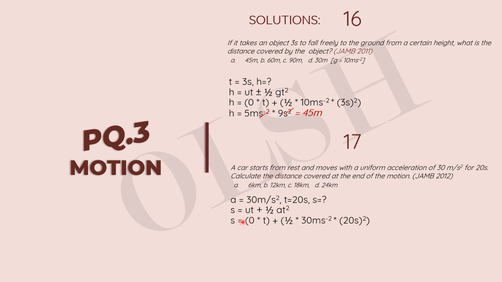So bringing variables into this, initial velocity 0 times t plus half acceleration 30 meters per second squared times time, which is 20 seconds. We square that. So we have 20 squared to be 400, and we have 400 times 30 to be 12,000. Okay, so we're dividing 12,000 by 2 here, so that would give us 6,000 meters. So you can see that the answer here for us is 6 kilometers. All right, so let's move on to number 18.